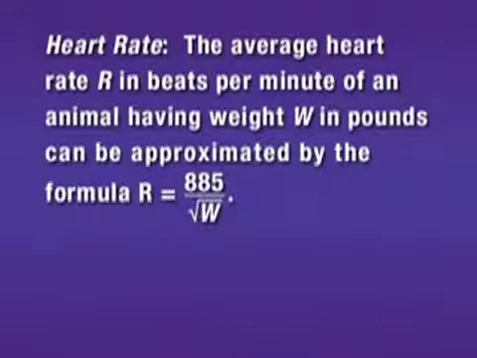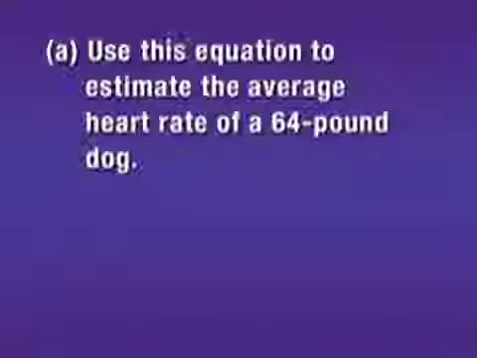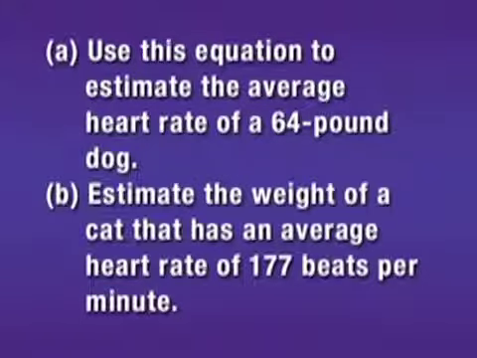The average heart rate R in beats per minute of an animal having weight W in pounds can be approximated by the formula R equals 885 divided by the square root of W. A. Use this equation to estimate the average heart rate of a 64-pound dog. B. Estimate the weight of a cat that has an average heart rate of 177 beats per minute.